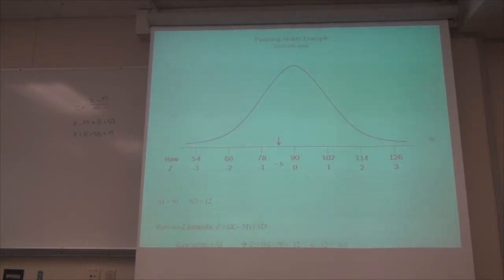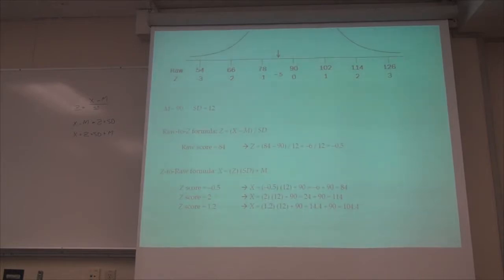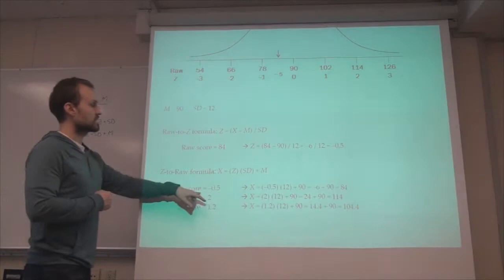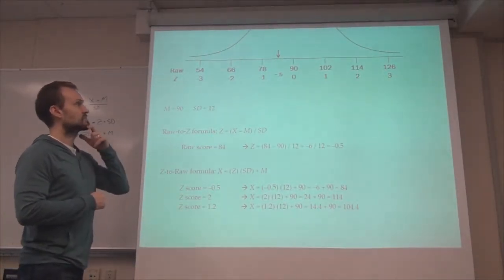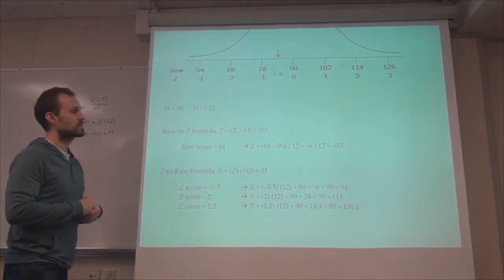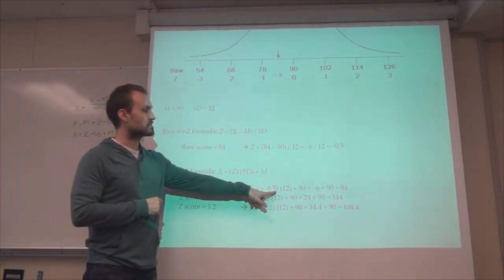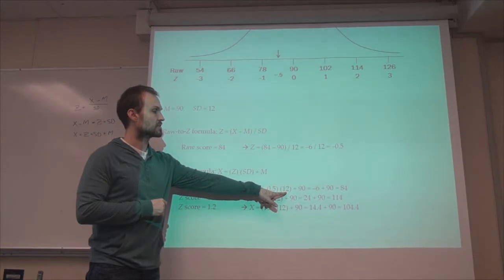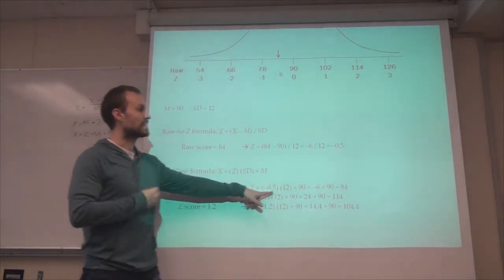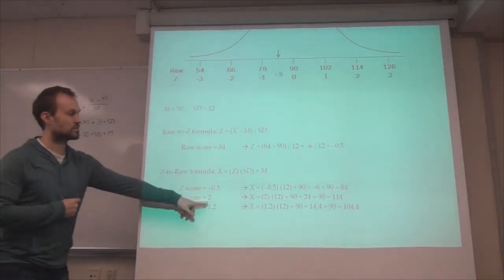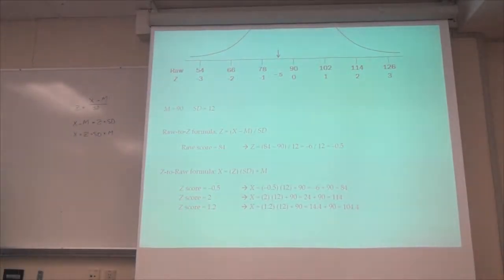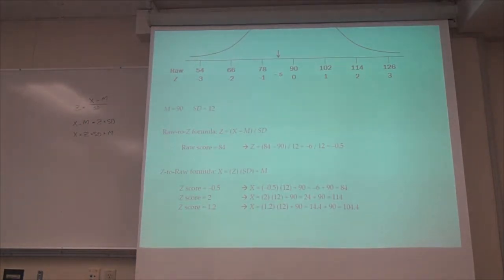For the planning ability distribution, mean is 90, standard deviation is 12. If I use this again, now given a Z score of, let's say, -0.5, I know from the previous discussion I should get an 84 back. So I take half a step of the standard deviation less than the mean, which gives me my 84. And I can do any other Z score, and I get the corresponding raw score from that. So I can go in either direction.